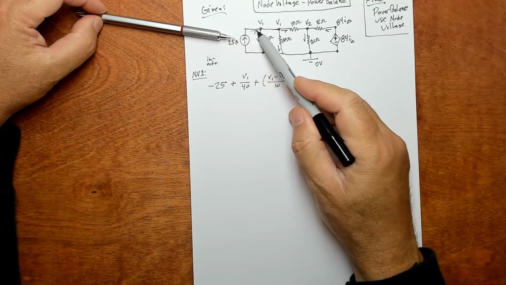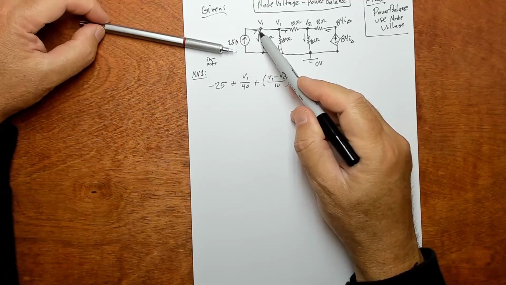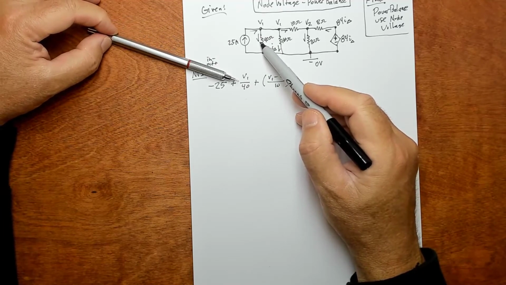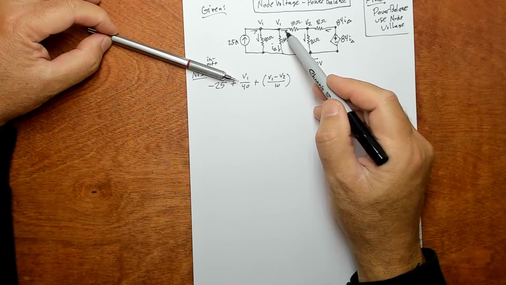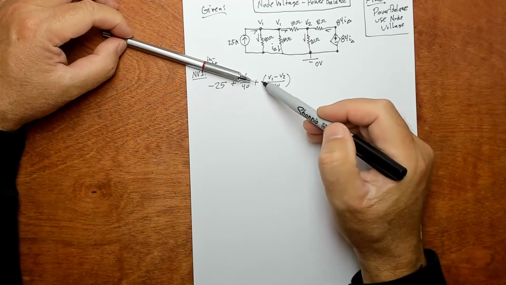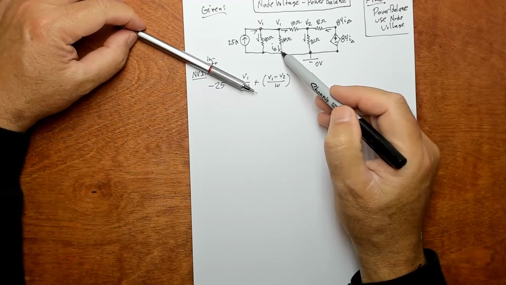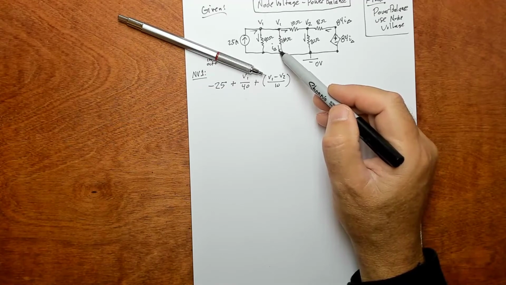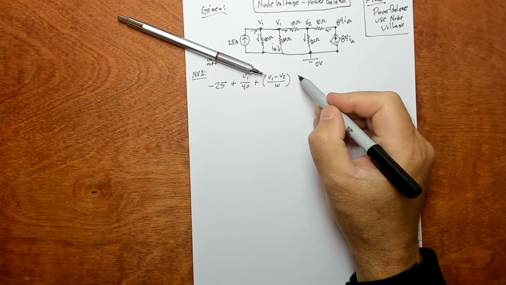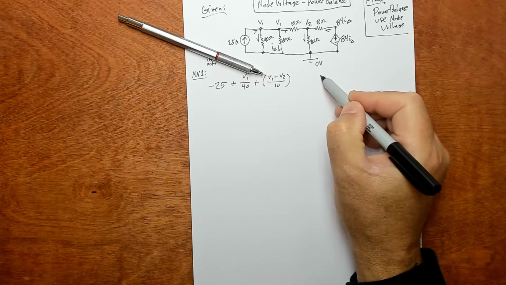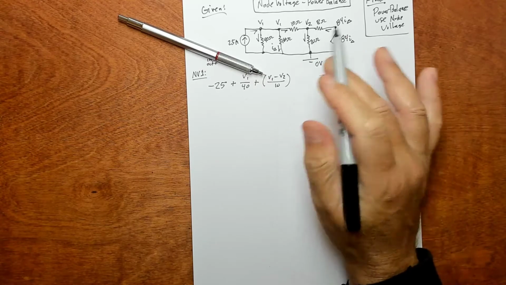So I've got 25 amps coming in, it's negative. I've got V1 over 40 amps coming out, that's positive. And then here I've got V1 minus V2 over 10 amps coming out, so it's positive. And then here I've got I delta coming out, so that would be positive. So yeah, you could write positive I delta equals 0. You could do that, and that would work.